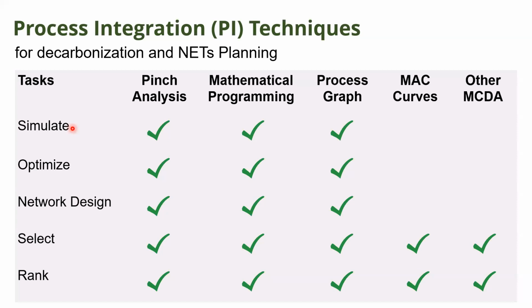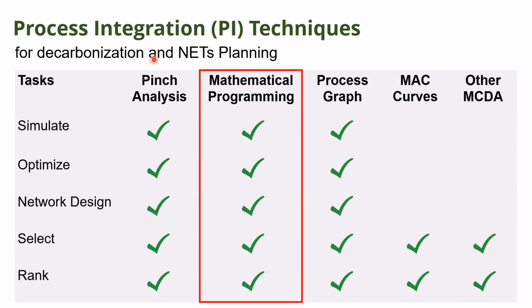These concerns present the need for integrated NET portfolios that optimize resource consumption, and process integration can help with that. Process integration is a subfield of process systems engineering that deals with the integration of whole processes to reduce resource consumption and emissions. Among the techniques used in process integration, mathematical programming can handle different tasks such as simulation, optimization, design, selection, and ranking of NET portfolios.